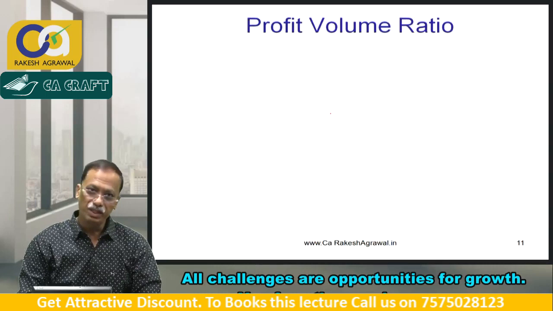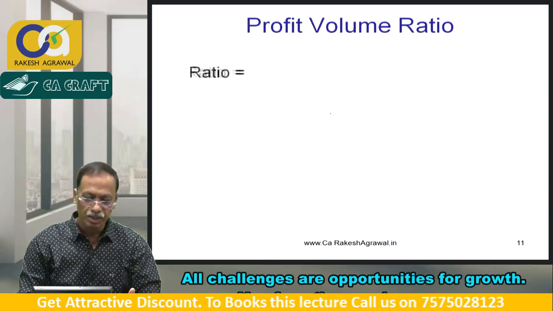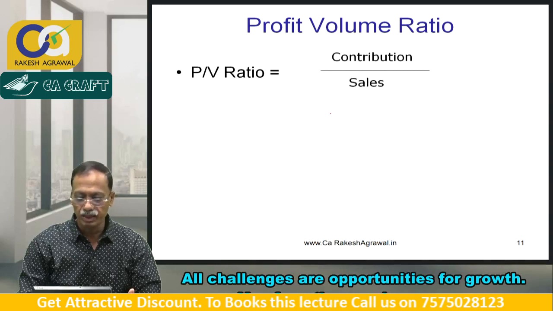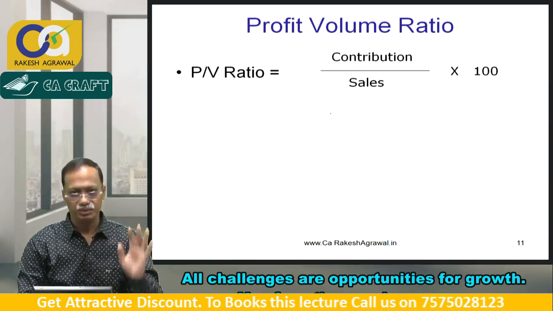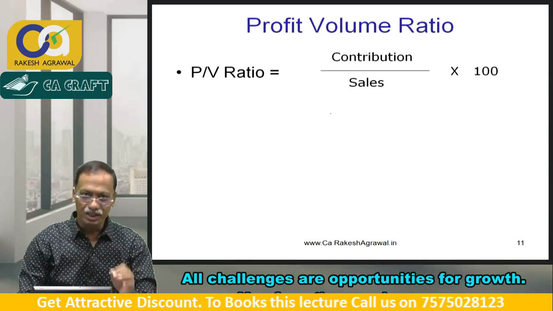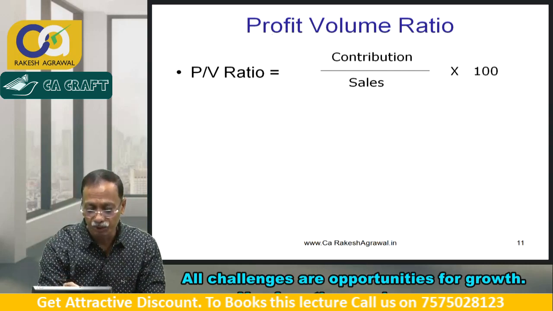Now we go to PV ratio, profit volume ratio. All of you are aware of it because you have used it so many times in intermediate. PV ratio is calculated as contribution upon sales into 100. All of you are aware. Really speaking, it is contribution to sales ratio, but popularly called profit volume ratio.